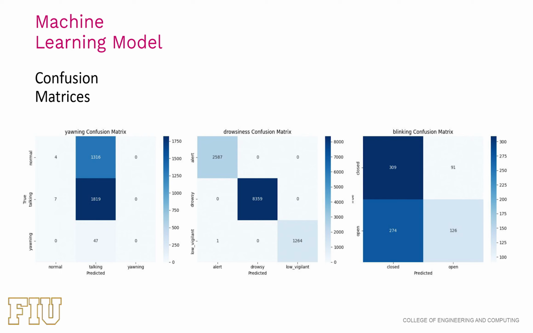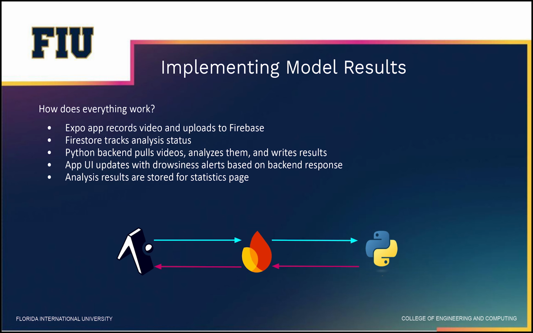Drowsiness predictions were nearly flawless. Yawning, however, proved more difficult due to class imbalance and subtle expression differences. Blinking performance was moderate. The way that we implemented the model into our application was after the export, the app records a video and uploads it to Firebase.